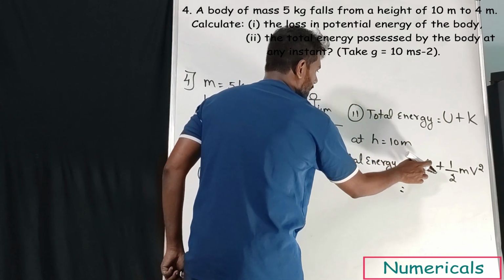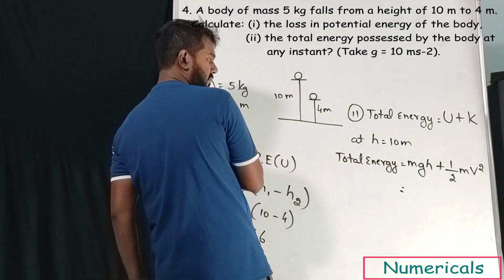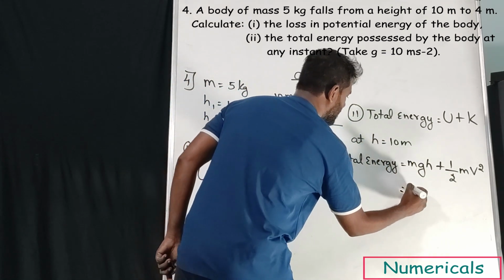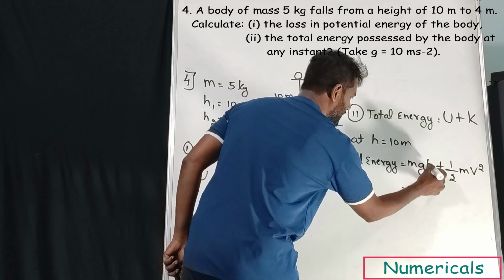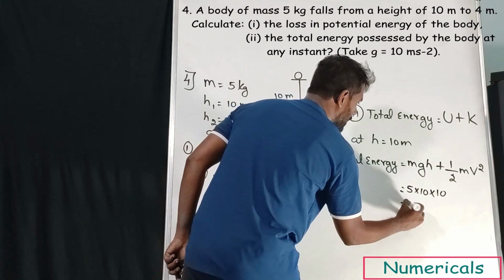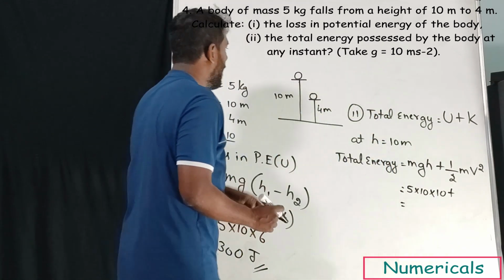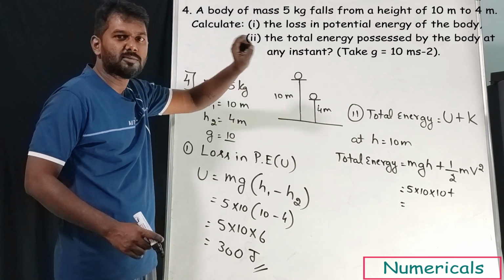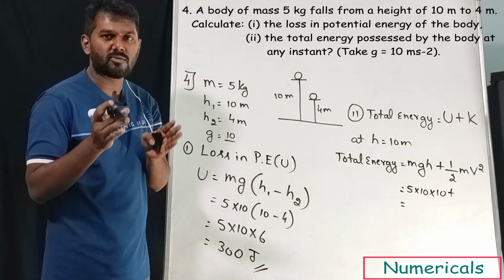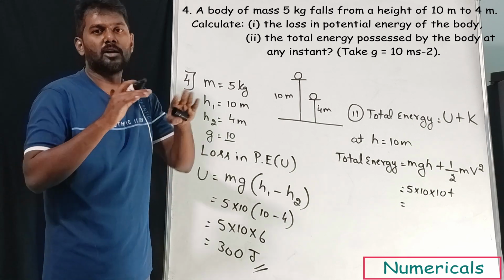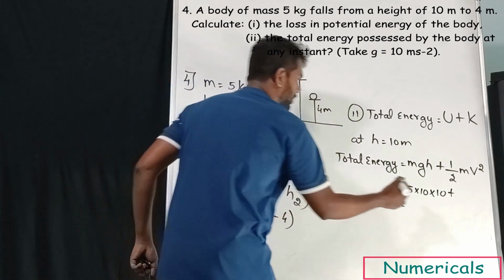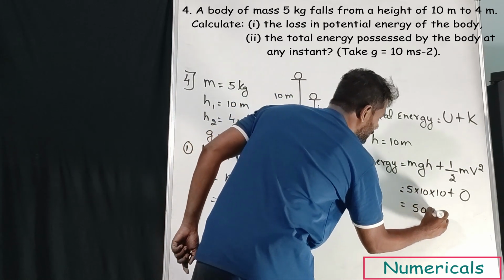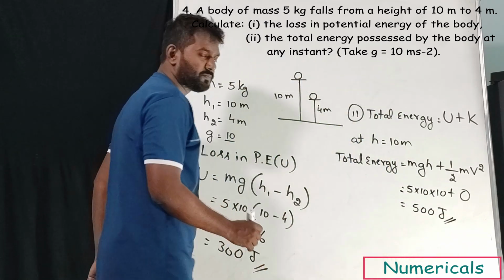So mass, gravity and h value we have. Now we'll substitute the values. M is nothing but 5 into g 10 into height 10, then plus, if the object is not moving at this height 10 meter, what is the answer for kinetic energy? If the object is not moving, kinetic energy will be 0. So this is 0. 5 into 10 into 10, that is nothing but 500 joules.